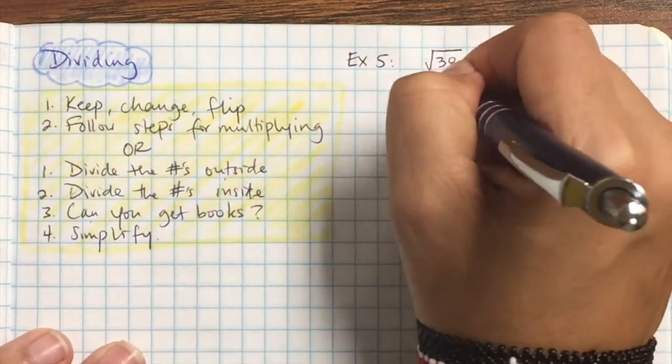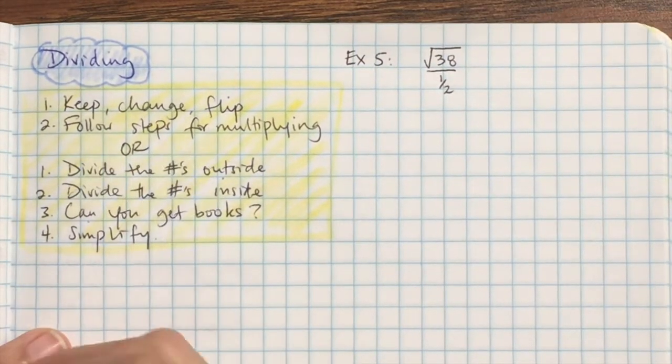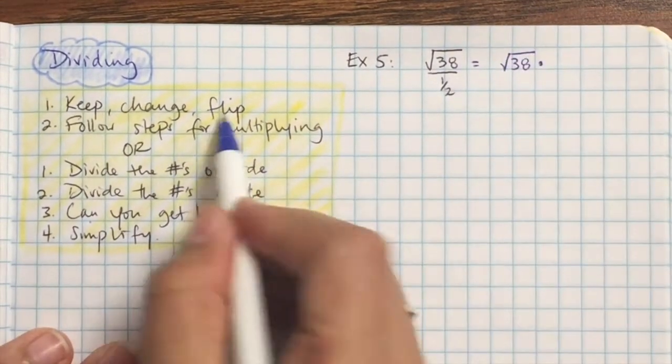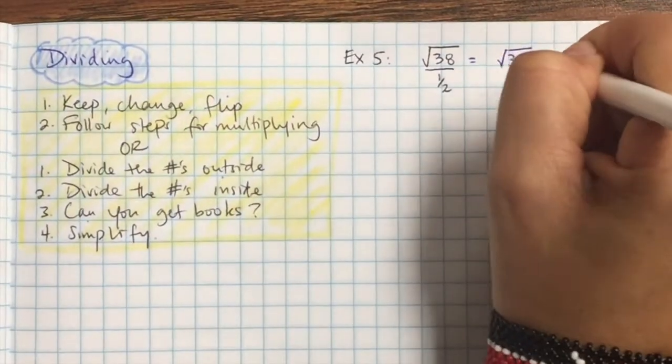Alright, radical 38 divided by a half. Dividing, there are 2 ways you can do it. So this one we're going to keep, change, flip. So keep, then change, then flip. Flip it over, so that's going to be 2 over 1.